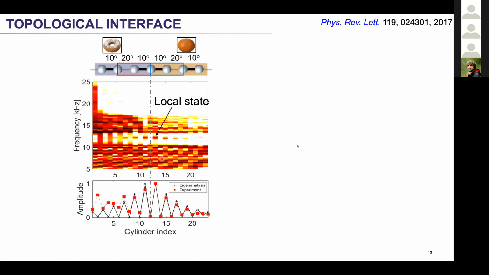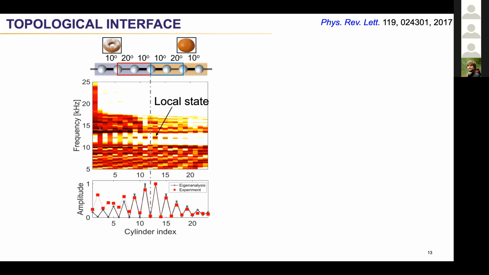And now we can also construct an interface. So far we have talked about an edge of the chain. Now we can join two different chains and create an interface in between. For example, here, this is a non-trivial and this is a trivial configuration, and we can join them and make an interface.